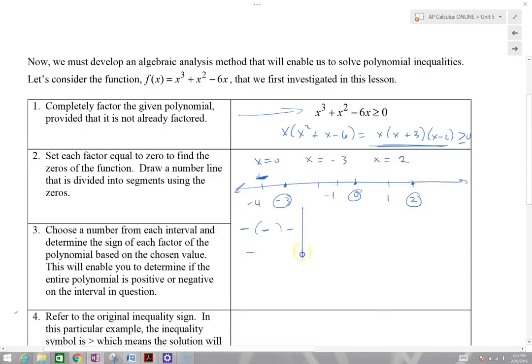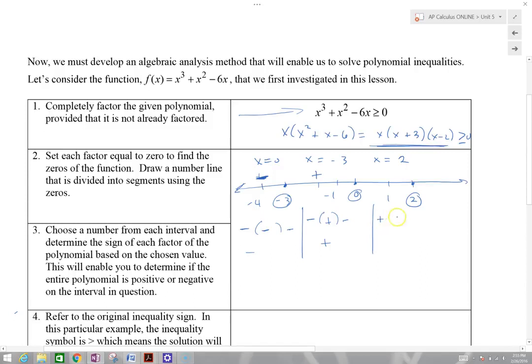And we do the same thing right here, where we're going to plug in -1. Well, the first one's negative, because x equal to -1 is negative. Then we plug it into x plus 3. We get -1 plus 3, and that's going to be positive. And then when we plug -1 into the other one, we get -1 minus 2, which is negative. Negative times a positive is negative, times another negative, and this ends up being positive. So in here, it's positive.